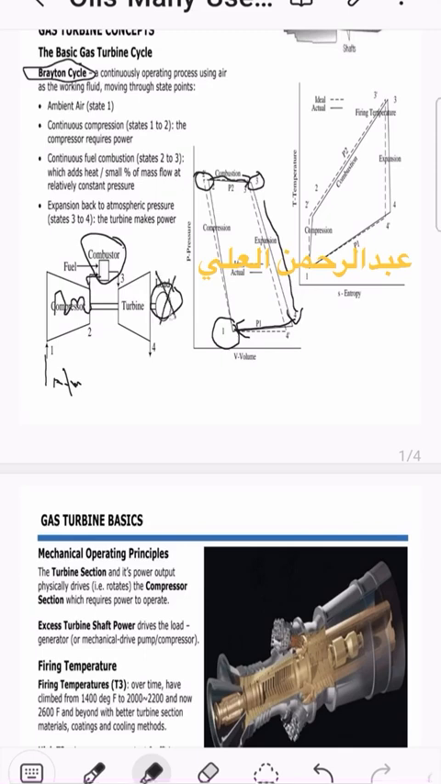Sometimes we cancel this generator and put a pump or compressor. In that case, we call it mechanical drive. Why? Because the turbine is rotating to rotate the pump or compressor for transferring purposes. For example, we have the Dolphin company. They are transferring the gas or methane from Doha to Taweelah in Abu Dhabi. It is 400 kilometers just using this gas turbine as the mechanical drive. It is the first one in the world, by the way.